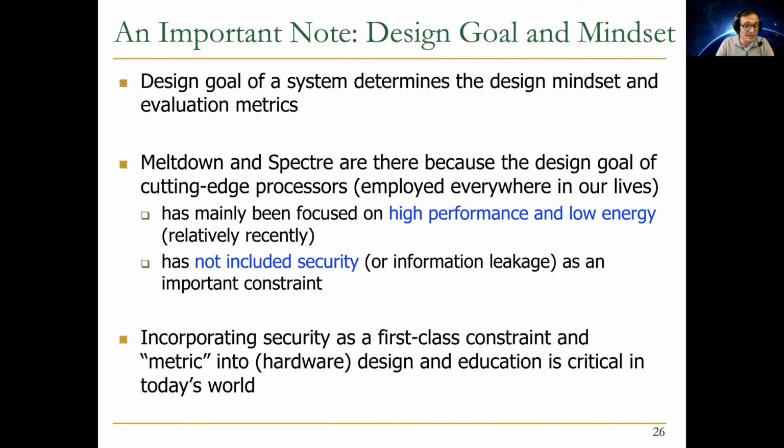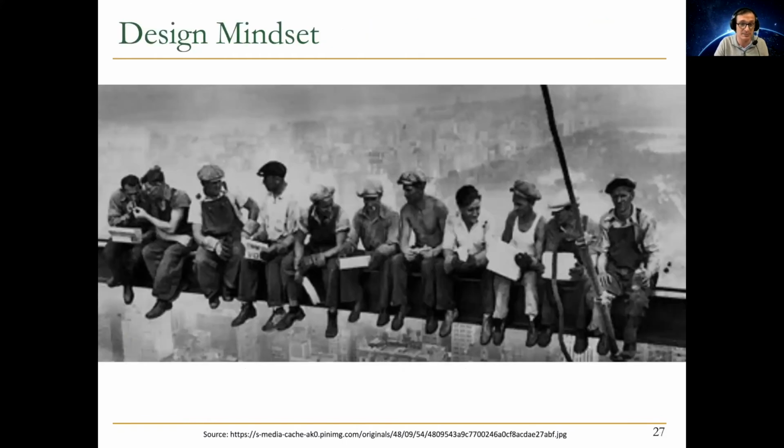So going forward, incorporating security as a first-class constraint and a metric into design and education is critical in today's world, and especially in hardware design, but also in software design. I think software courses usually don't pay attention to this as much, but that's exactly why we're starting with this in this course, because I think this needs to be incorporated into the mindset of students like you going into the future so that we can solve these problems in a better way. Of course, the solutions should not come at the expense of huge performance losses, in my opinion.